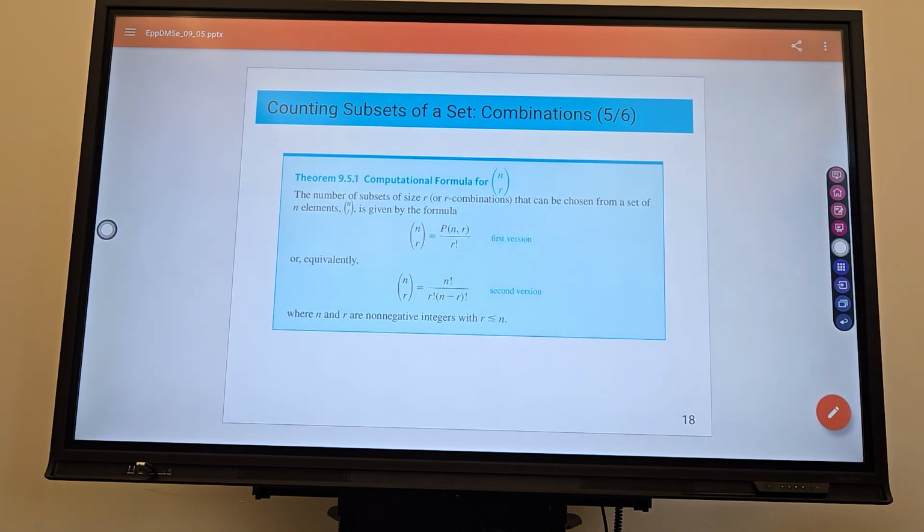Computational formula for n choose r. The number of subsets of size r, or r-combinations, that can be chosen from a set of n elements is given by the formula n factorial over r factorial times n minus r factorial, where n and r are non-negative integers, with r being less than or equal to n.